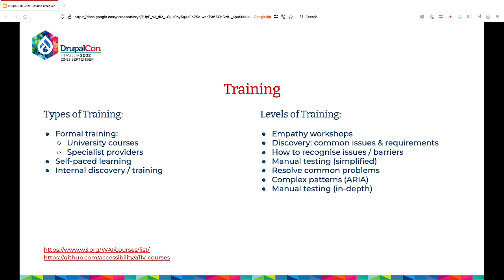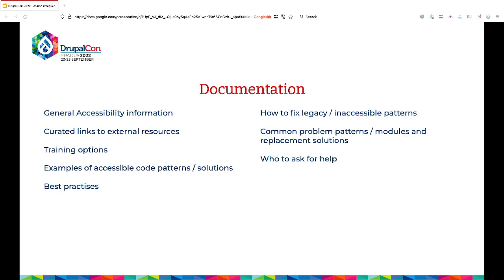Then you might move on to complex patterns and ARIA patterns. And that's where the accessibility advocate is supporting people in their learning. And then there's finally manual testing, which is in depth. So a lot of screen readers and different methodologies and basically for compliance with WCAG. And the second biggest thing you'll need, especially because that will help support the training, is documentation.